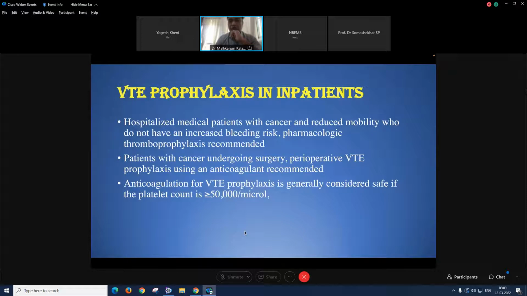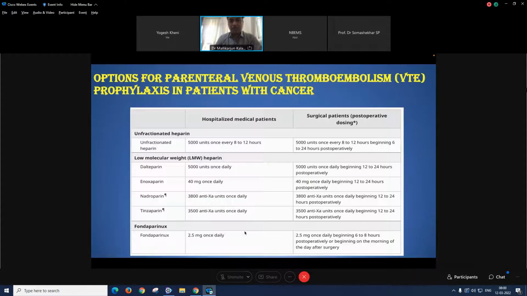And the most commonly used agent is enoxaparin 40 milligram Q24H. And in patients who are undergoing cancer surgery, perioperative VTE prophylaxis is extremely important. And for anticoagulation of cancer patients with thrombosis who need surgery, even if the platelet count is more than 50,000, that should be good enough for us to initiate thromboprophylaxis.